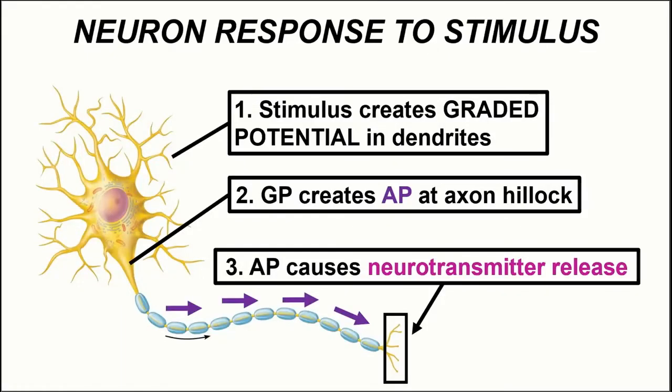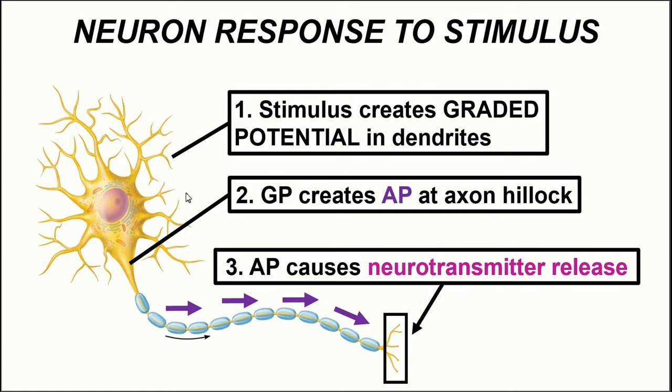So now that we're familiar with the basic structures of the neuron as well as the neuron types, let's look at the physiology of how neurons create and transmit signals. So here we're going to consider how an individual neuron responds to a stimulus.